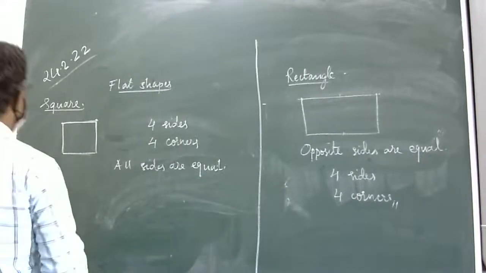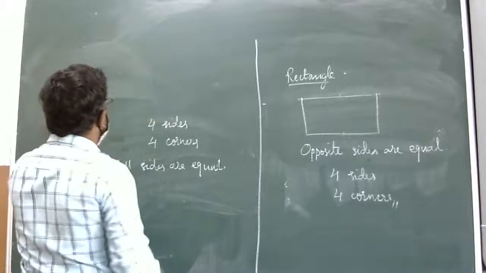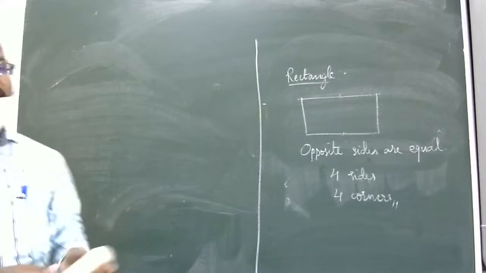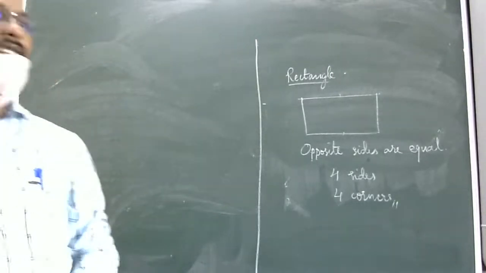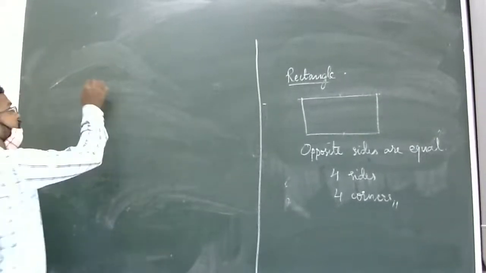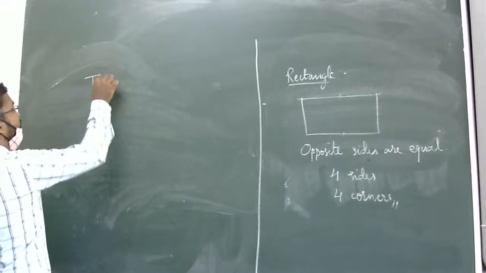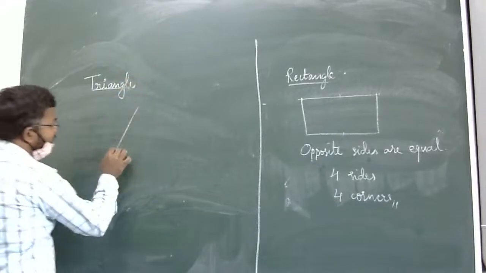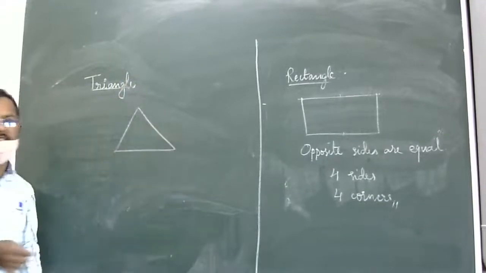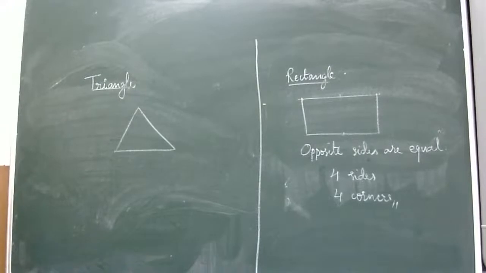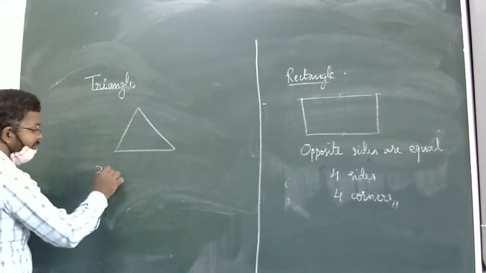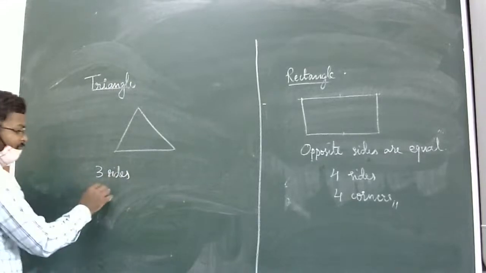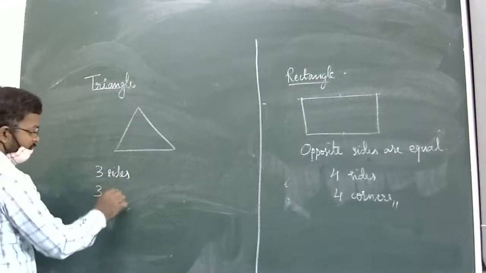So after this, the next shape is... See, everything is there in the textbook, so you don't have to write it. So your next shape is triangle. Triangle means it will have three sides. Here it has three sides, and how many corners are there here? We have three corners.